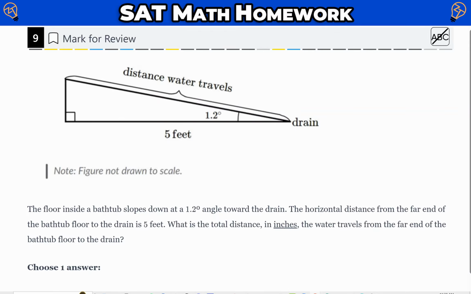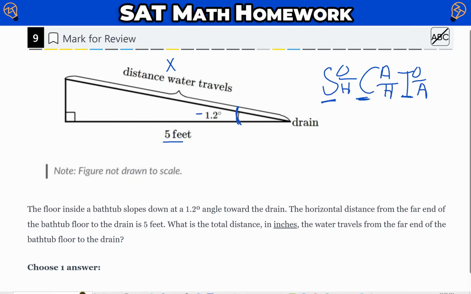Because we're looking at an unknown side length and we currently know an angle and a side, we know we're going to need to deal with SOHCAHTOA, in other words, the trigonometric relationships of sine, cosine, and tangent, which relates the opposite, adjacent, and hypotenuse sides. So let's go ahead and label everything.